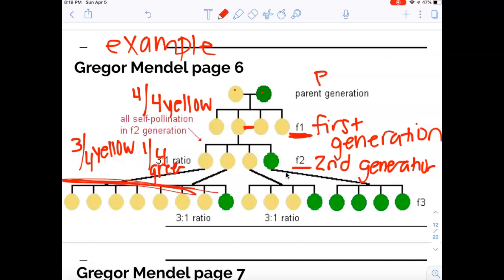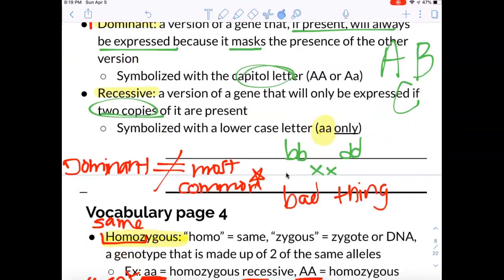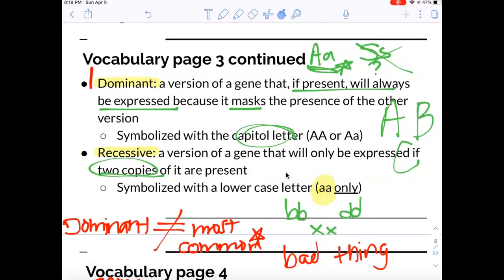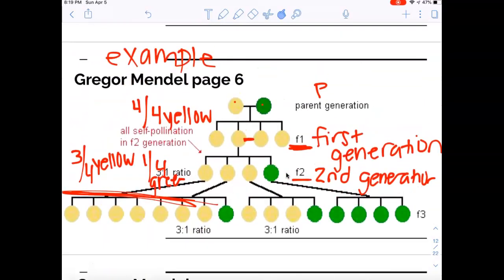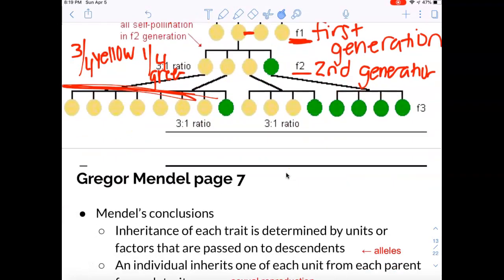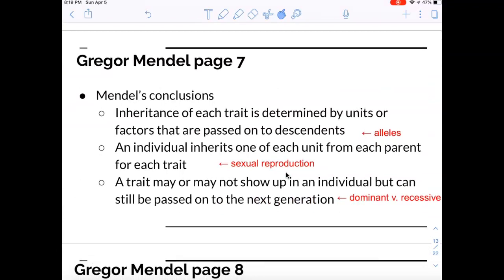So if you had to take a guess, which color do you think is dominant? Yellow or green? We're going to base that off the definitions we went off of earlier, where dominant is able to mask the other, and recessive has to have 2 copies. So which one do we think is dominant here? If you said yellow, you would be right. Green is going to be the recessive. So here are Gregor's conclusions. Gregor concluded that inheritance of each trait is determined by units or factors that are passed on to descendants.